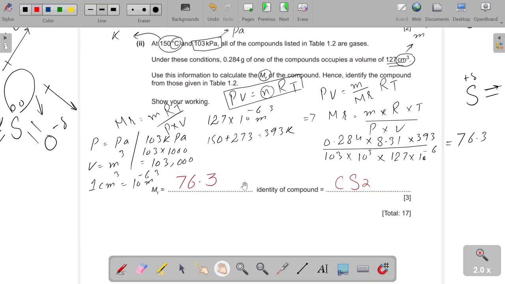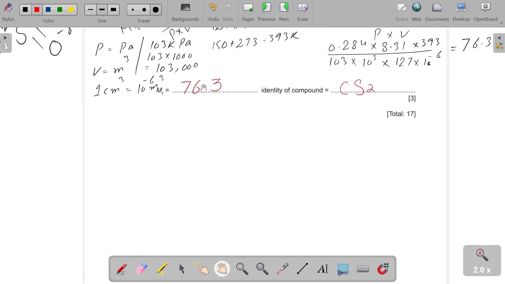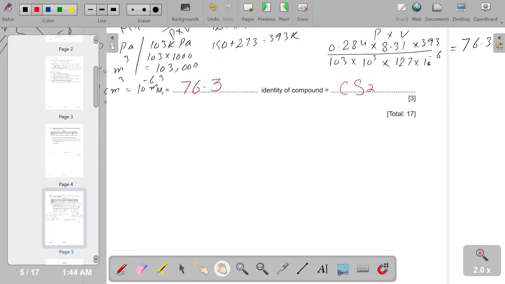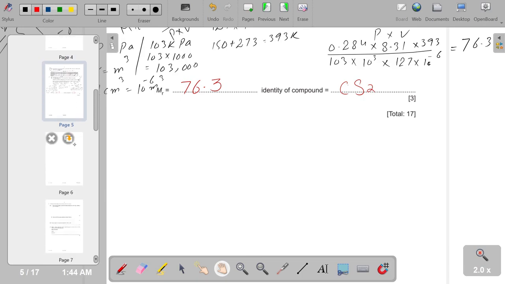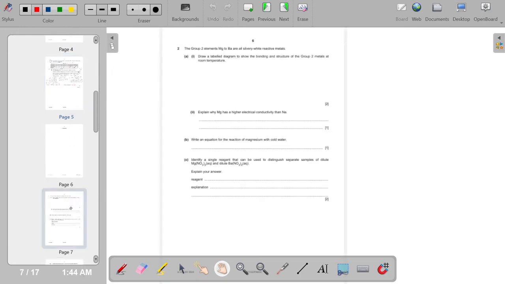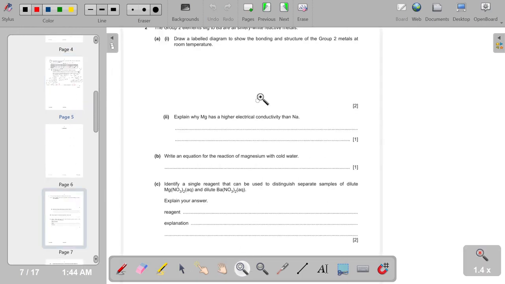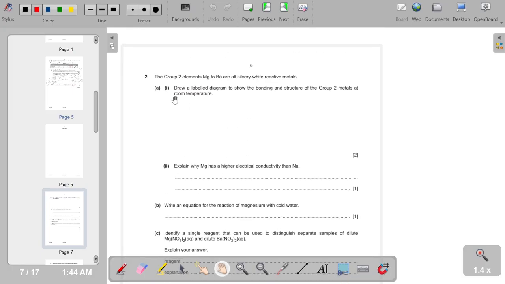Okay, so now for the next question, you can see from here. If I proceed to the next page, the question is: the group 2 elements magnesium to barium are all silvery white reactive metals. Draw a labelled diagram to show the bonding and structure of the group 2 metals at room temperature.